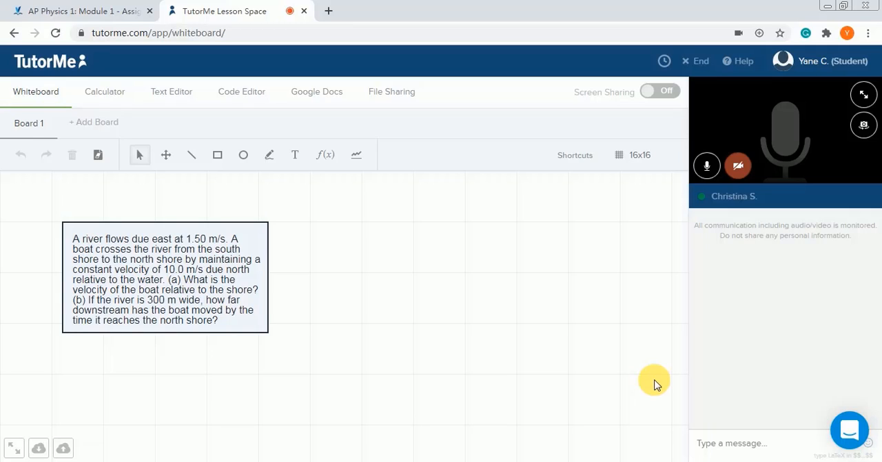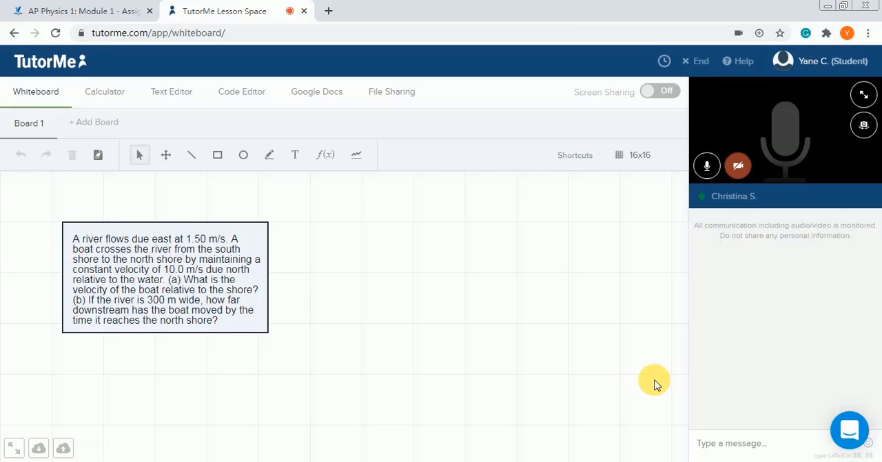So you have this one here. A river flows due east at 1.5 meters per second. Right? Yeah. A boat crosses the river from the south shore to the north shore by maintaining a constant velocity of 10 meters per second due north relative to the water. A, what is the velocity of the boat relative to the shore? B, if the river is 300 meters wide, how far downstream has the boat moved?